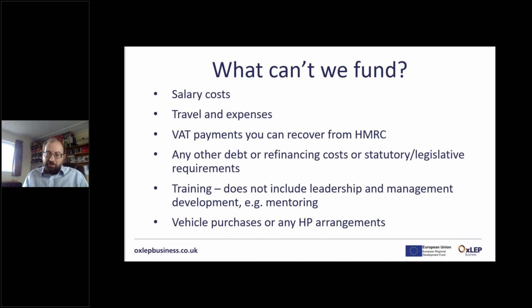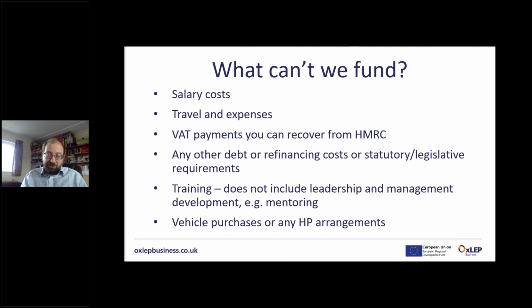Nor can we cover what I call statutory or legislative requirements. So what that means is that if you have an innovation that you're developing, which by law has to meet a certain standard, we cannot cover the costs of achieving that standard. If, however, you have an innovation that has met its statutory requirement, but that would be more marketable if it had a higher certification, that is something that we can support and we can help with because it's optional. It is not a statutory requirement.